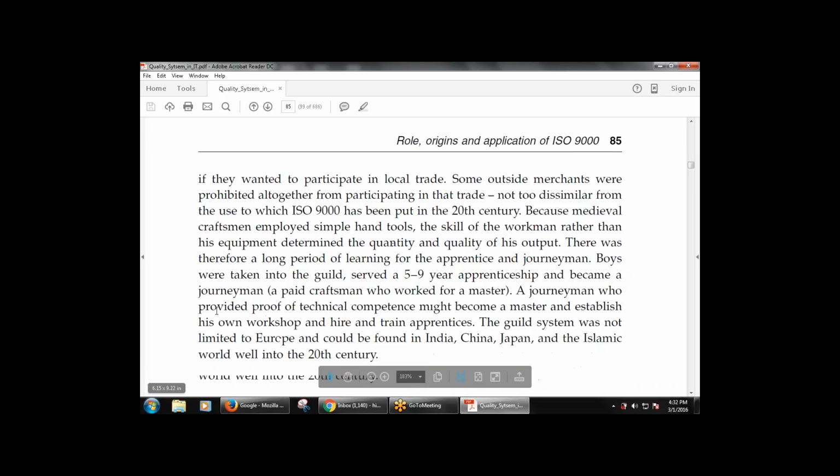So that is used in the period in which the skills of the workman, rather than the equipment, determine the quantity and the quality of his output. That means what are the various quantitative terms used in effectiveness, or in defining the term. And boys were taken into the guilds, a 5 to 9 year apprenticeship, and became a journeyman for the standard that is applicable.